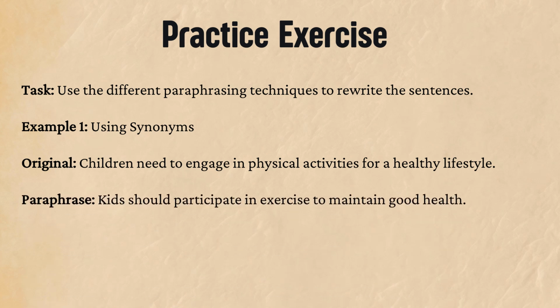And the correct paraphrase is: children can be replaced with kids. The synonym is kids. Need to will become should. Engage, the synonym is participate in. Physical activity will be exercise. Exercise means physical activity only. For a good lifestyle or healthy lifestyle, or to maintain good health. So do you see how we can change or paraphrase a sentence using synonyms? Now let's take a look at another example.